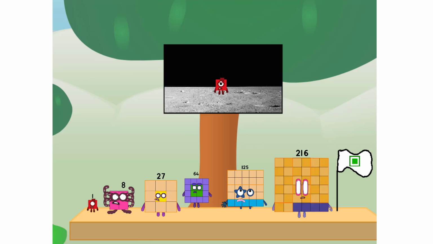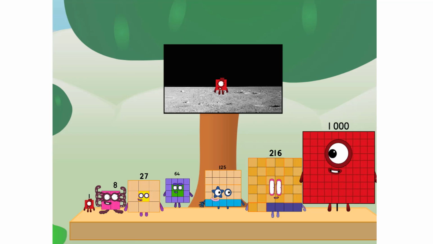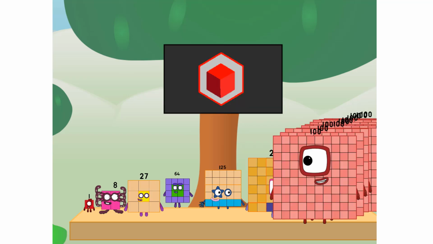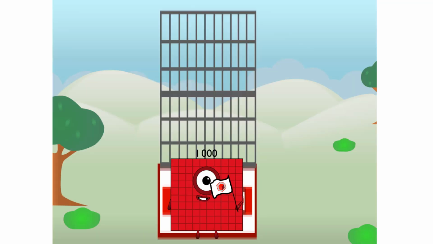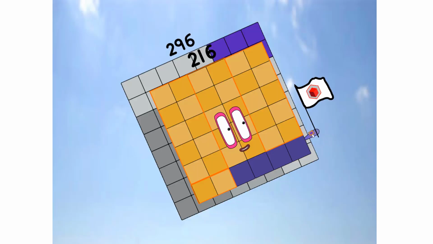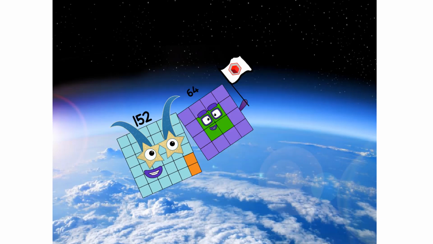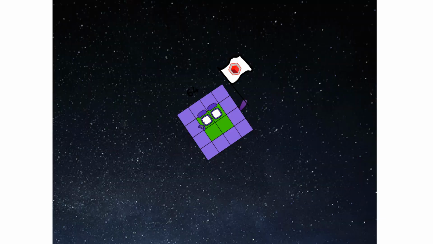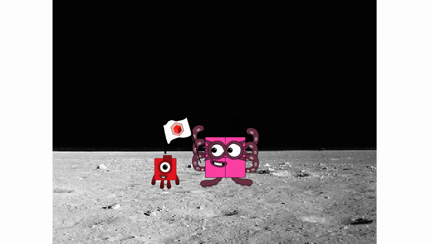Numberland, we have a problem. I forgot the flag. Don't worry, little one. I'll take care of this. 91. And I promise, no square power. Cube power only. Achoo! Hello. Looking for this?